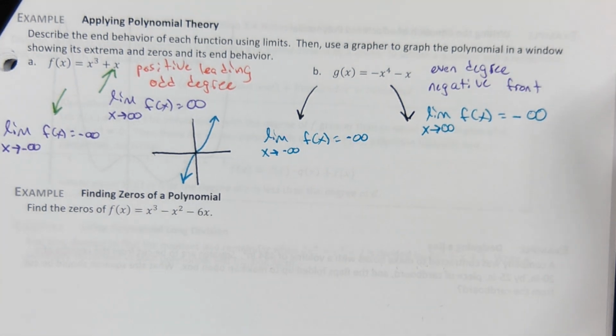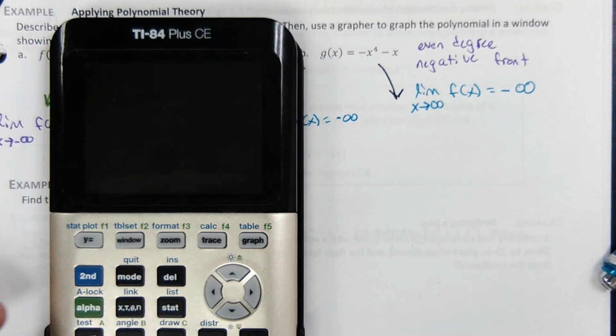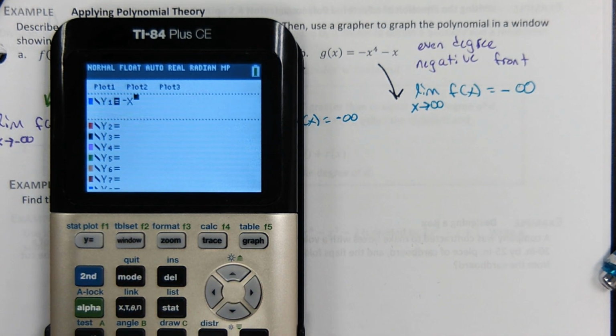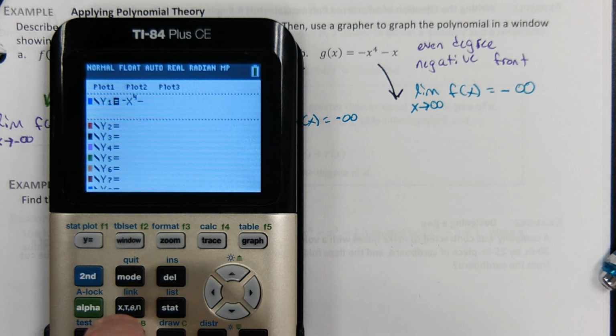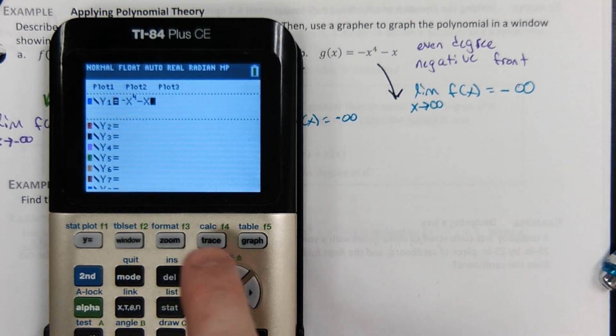Let's actually graph it. That way we can find its extreme values and its zeros. So go to the graphing calculator and y equals negative x to the fourth minus x. I'm just going to hit zoom 6 just to see what it looks like.